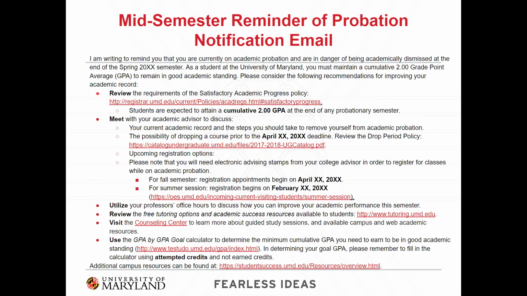They're reminded to review the satisfactory academic progress policy, meet with their advisor, utilize the professor office hours to discuss ways that they can improve their academic performance, review the tutoring options and academic success resources, visit the counseling center to learn more about the guided study sessions, and use the GPA calculator.